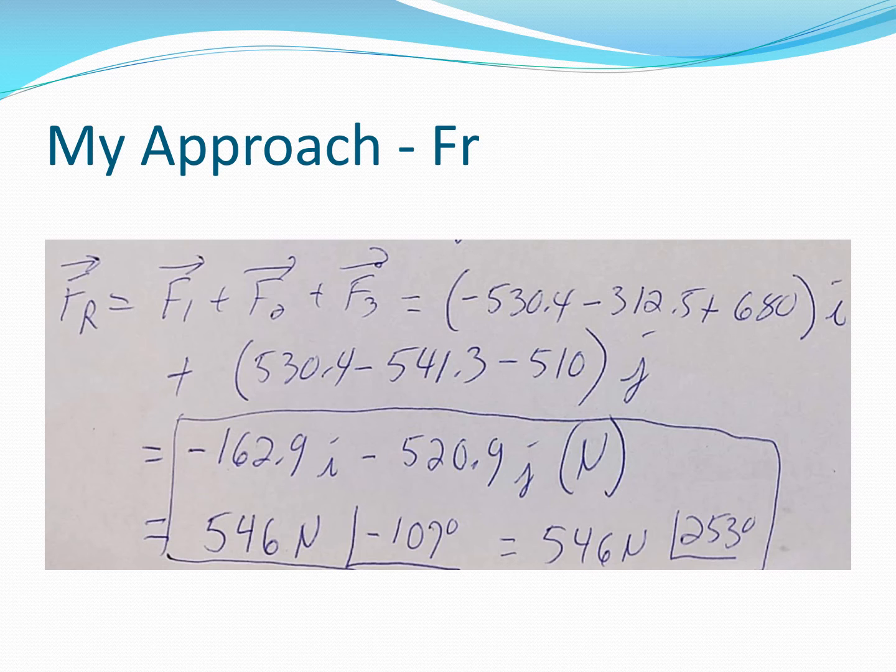Now, the plus direction is counterclockwise, minus is clockwise. So if you take 360 minus 107, you get 253. Either one of those answers would be correct. 546 at minus 107 applies clockwise from the x-axis, and the 253 degrees assumes counterclockwise, which is the way that I originally started the problem.